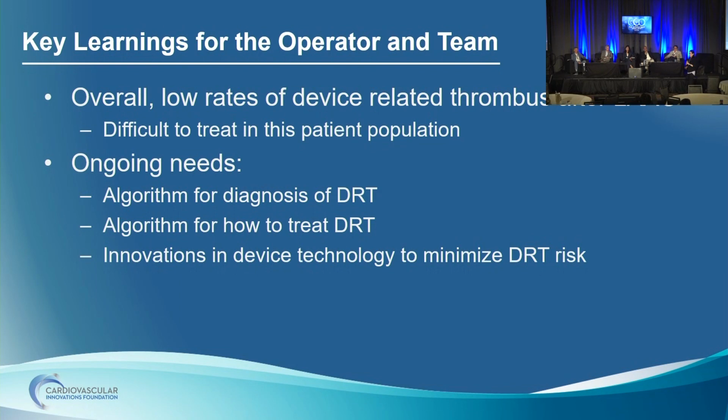Okay. I guess the safest thing to do would be to continue Eliquis and re-image at 12 months. Yeah. So as far as key learning points for this case, even though the rates of device-related thrombus are low, it does happen, unfortunately, still with our current devices, and it's difficult to treat these patients once they've developed a device-related thrombus. And we need an algorithm for diagnosis of DRT, right? As we've discussed, when you have that laminar appearance, is it clot? Is it just endothelialization, and then how do we treat these patients? And ultimately, how do we minimize DRT risk with new devices?